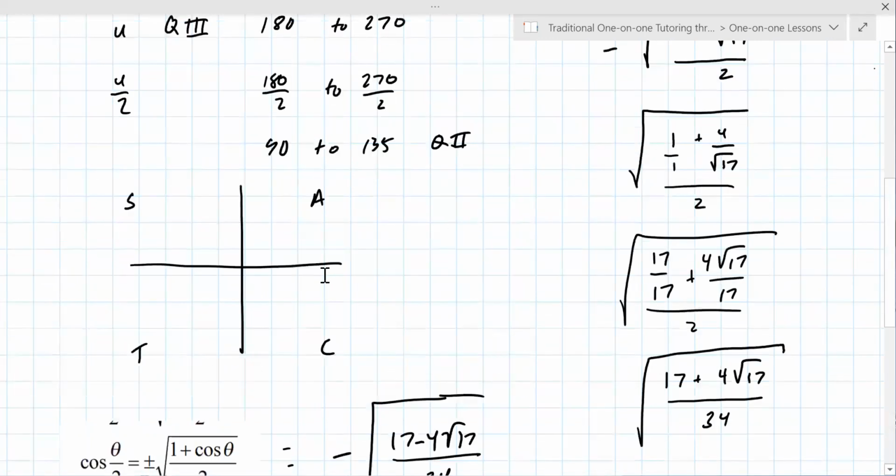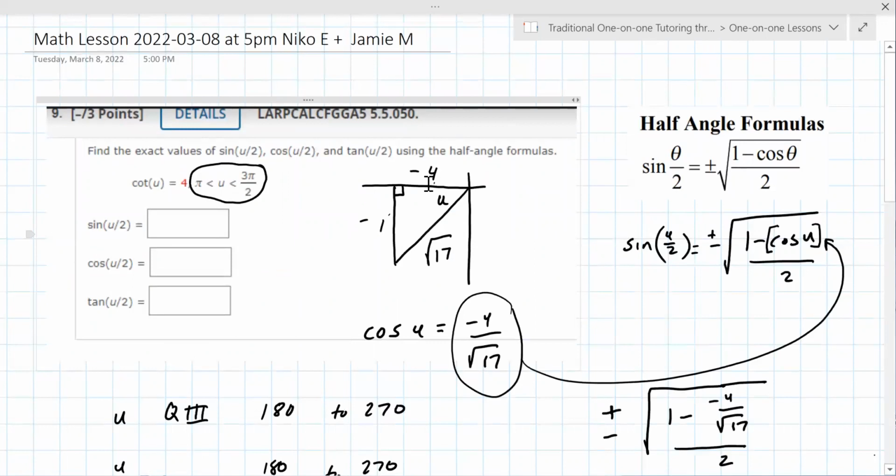So notice, Niko, just to summarize, once you draw the triangle and figure out the sides, and if you know the formula, you just substitute in.